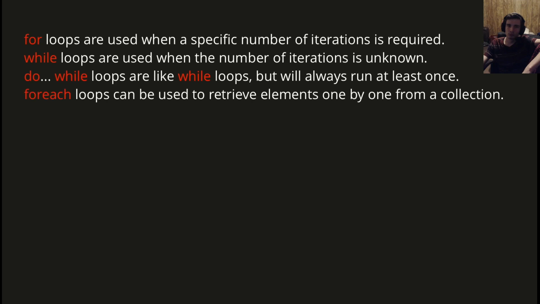For-each loops can be used to retrieve elements one by one from a collection. The continue keyword can be used to skip to the next iteration of a loop, and the break keyword can be used to terminate the loop. Very concise. Alright, that's everything for this episode.